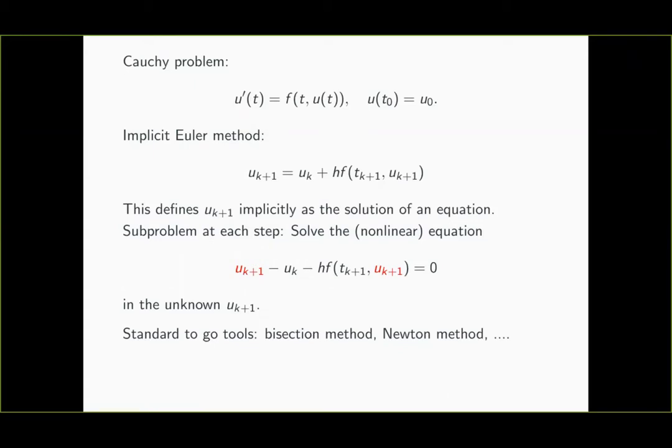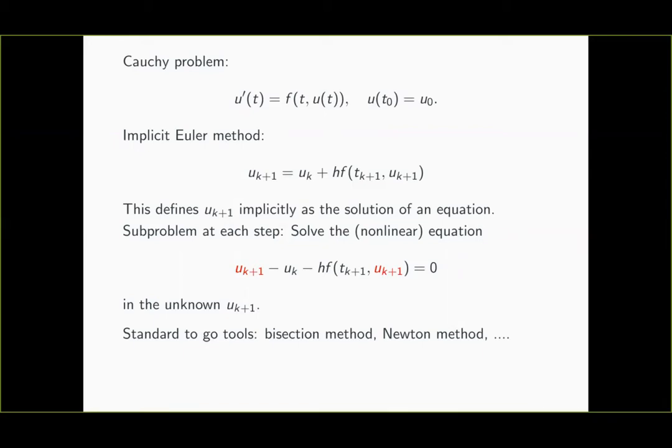This equation defines u_{k+1} implicitly as a solution to that equation, or maybe it's also a system of equations, of course. So at each iteration step, we have to solve a subproblem which consists in solving this possibly nonlinear equation.